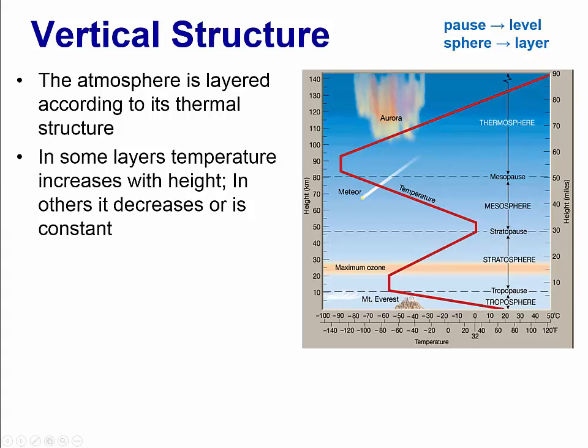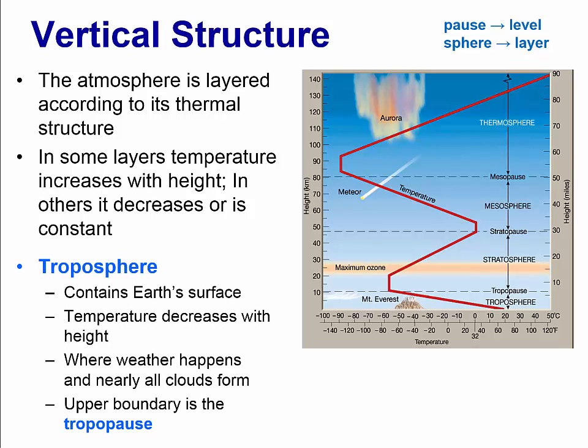Now let's just focus in on the lowest two, because those are the ones that are going to be most impactful to the human race. So when it comes to the lowest layer, we have the troposphere. That contains the Earth's surface, that's where we live, and what we notice here is that on average, the temperature in the troposphere decreases pretty continuously with height. This is where nearly all clouds form and where all of our important weather happens.